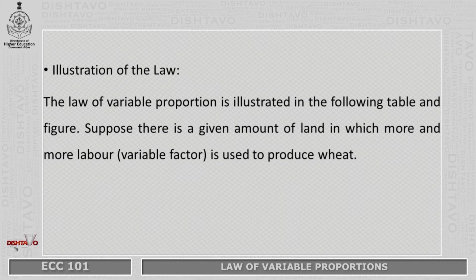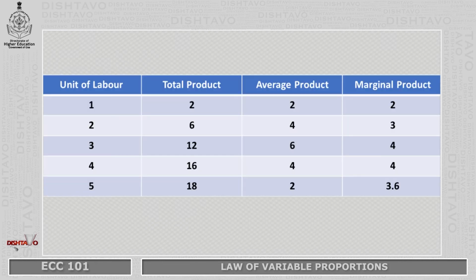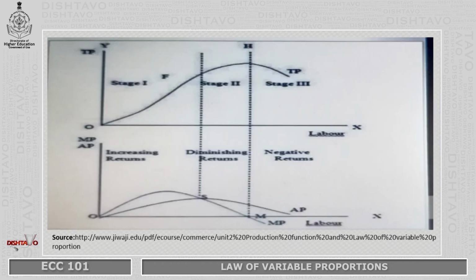The law of variable proportions is illustrated in the following table, which is on the next slide, and the figure also. Suppose there is a given amount of land on which more and more labor, the variable factor, is used to produce wheat. So here the schedule is given. Units of labor, total product, average product, and marginal product are there. With respect to this table, we have illustrated this diagram.